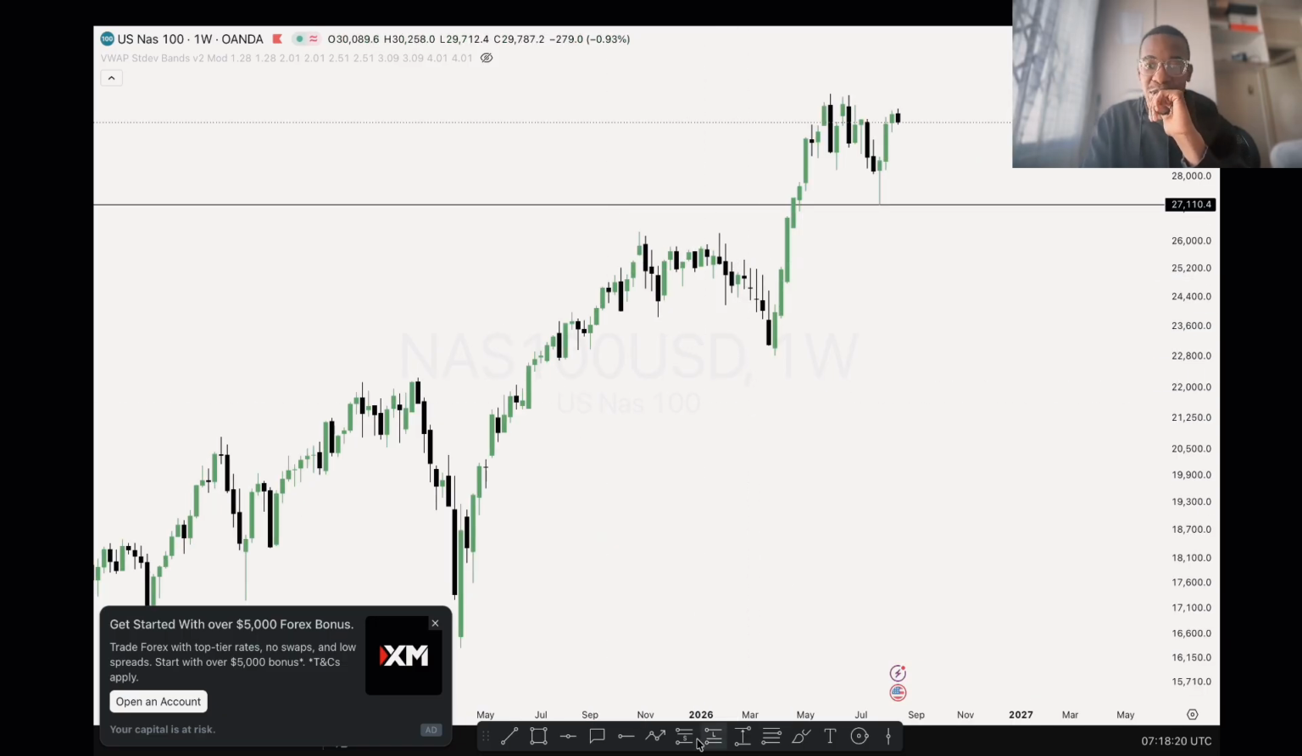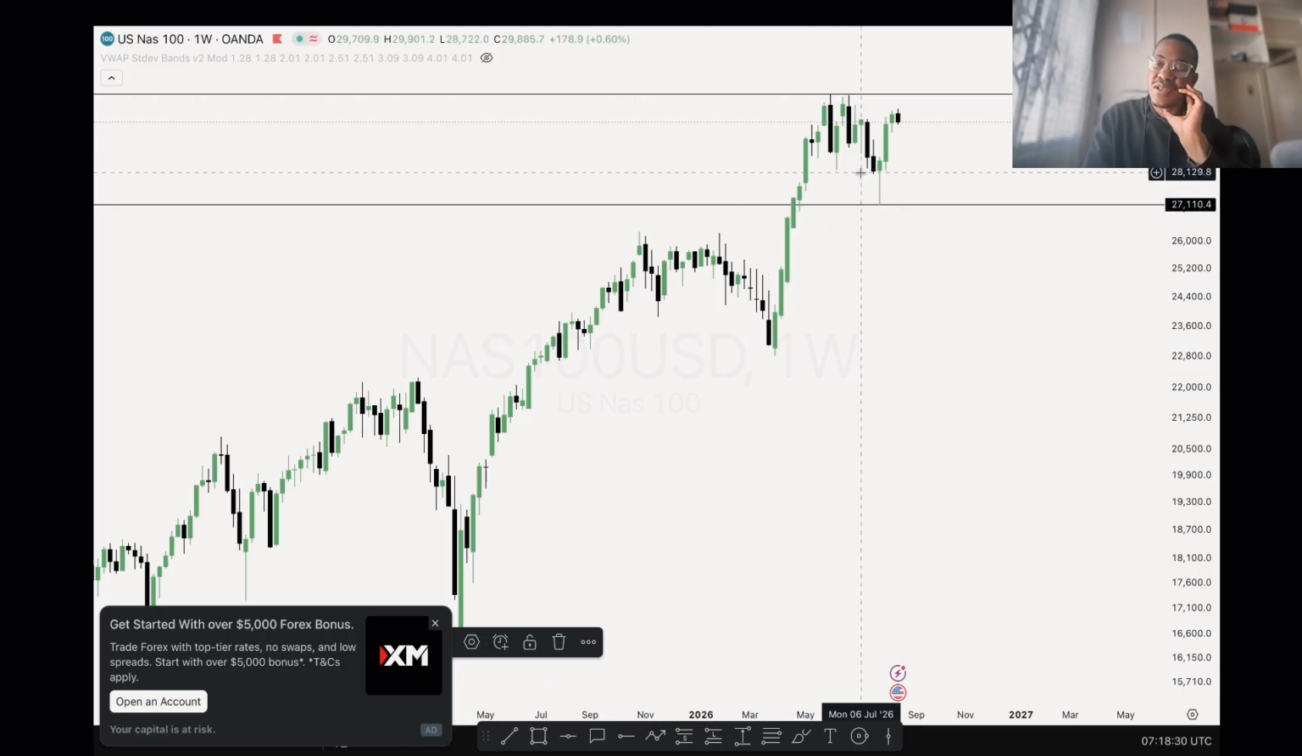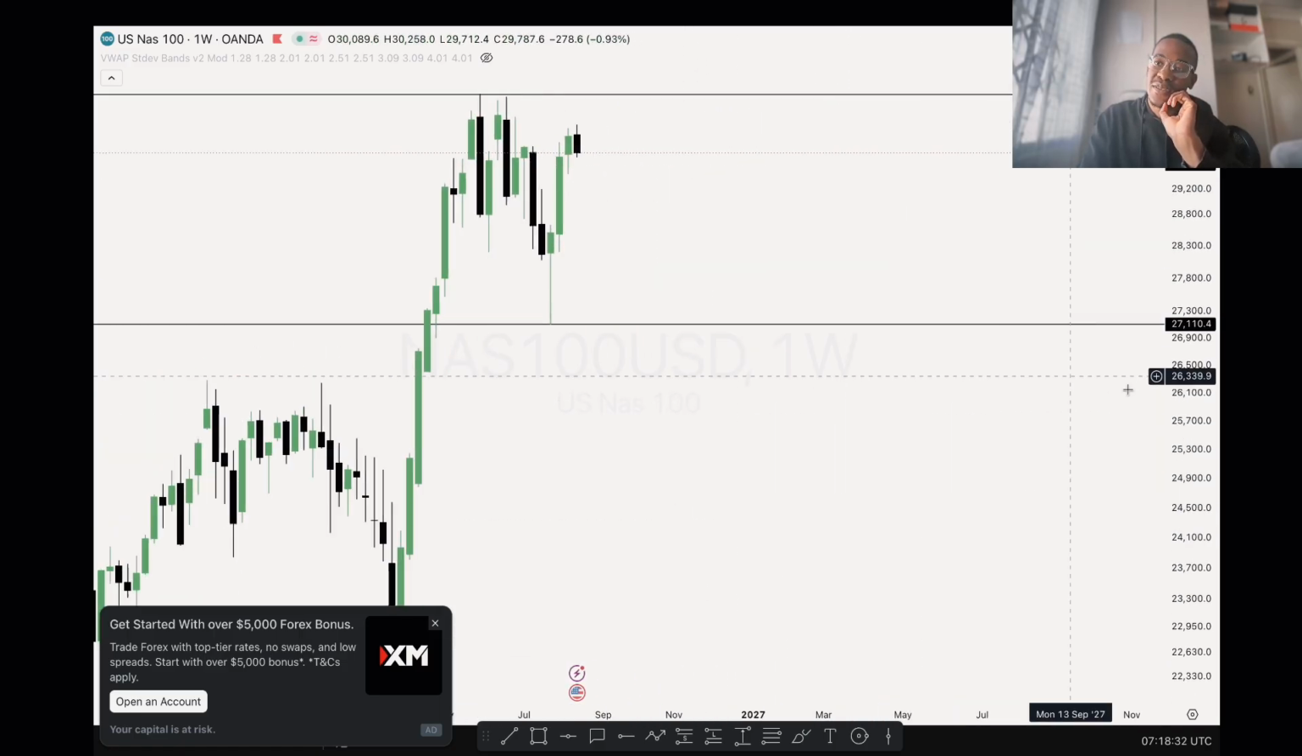Okay, so today I'm gonna start by analyzing Nasdaq. It took some huge losses, but then let's see what it can give us for today. Firstly, I'm gonna mark out my lowest point and my highest point, as you can see right there.